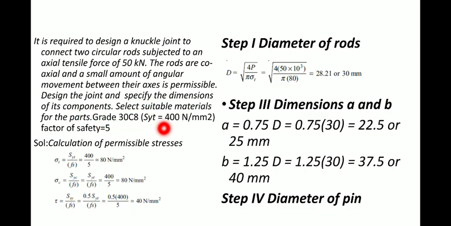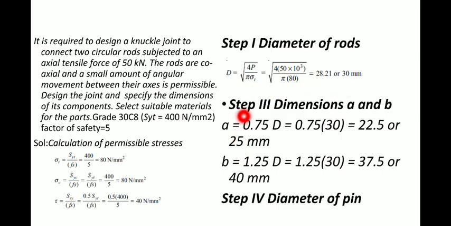Grade 30C8, Syt 400 Newton per mm square, and factor of safety is 5. So first of all we will see the calculation of permitted stresses. Sigma t is equal to Syt upon factor of safety, which is 80. Sigma c is equal to Syc upon factor of safety, that is 80. And tau, shear stress, is equal to 0.5 Syt upon factor of safety, which is 40 Newton per mm square. So step 1, as we have seen in our stepwise design, find out the diameter of each rod, that is 4P upon pi sigma t. If we put the value we are getting 30 mm.